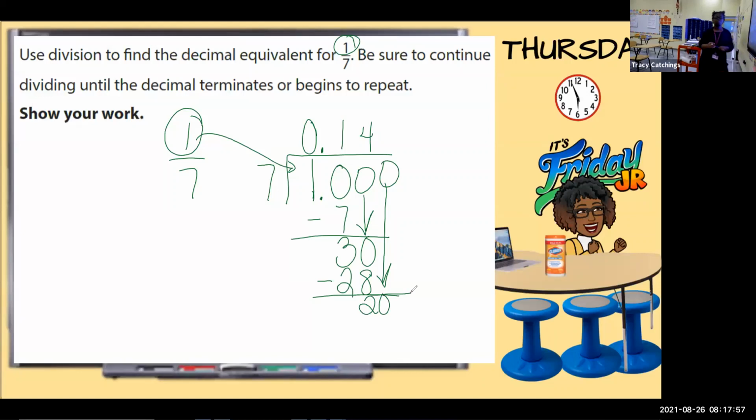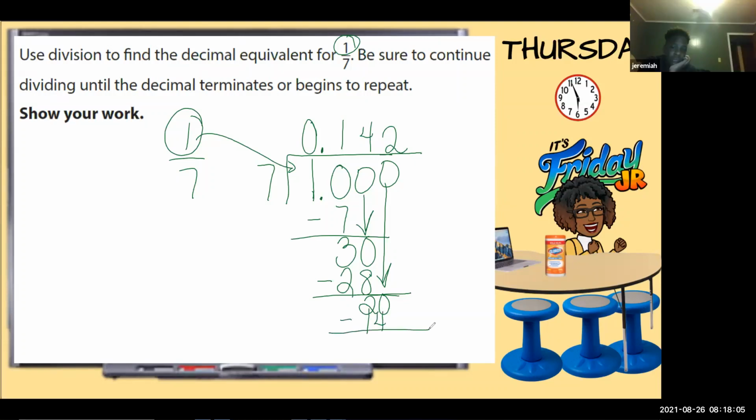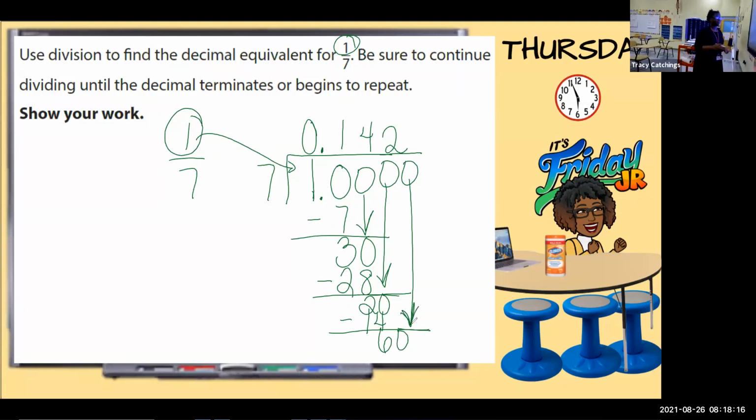20 divided by 7. 2. 2 times 7. 14. Subtract. 6. Now can I stop? No. 60 divided by 7. 8. And 8 times 7? 56. 60 minus 56. 4. Can we stop there? No.